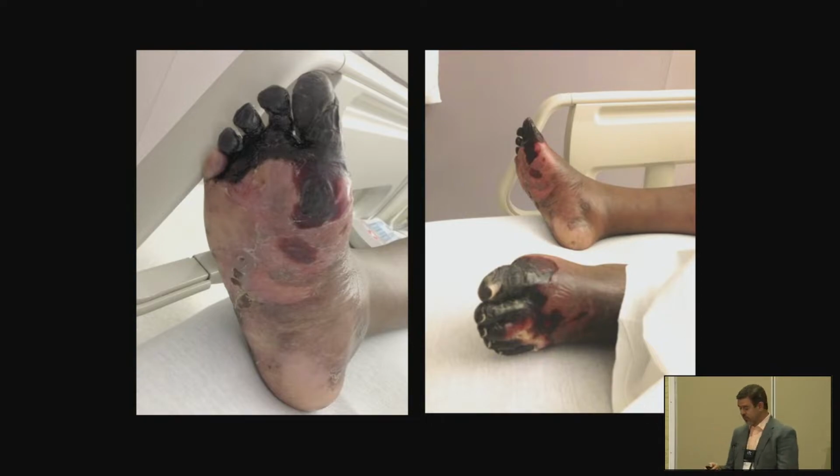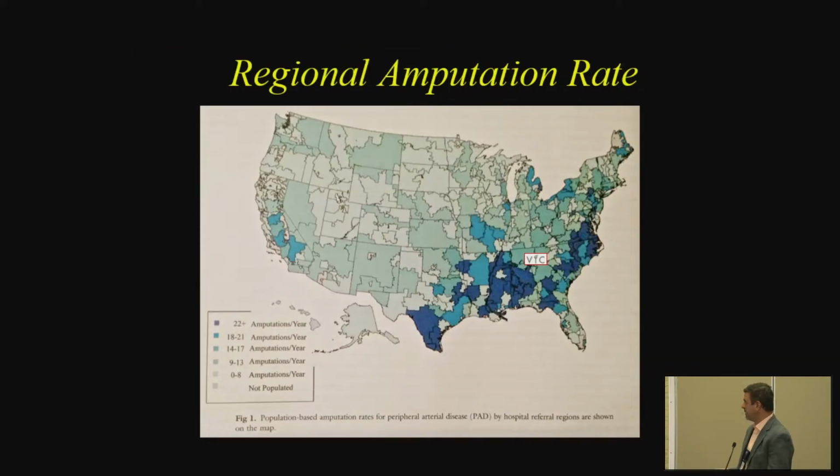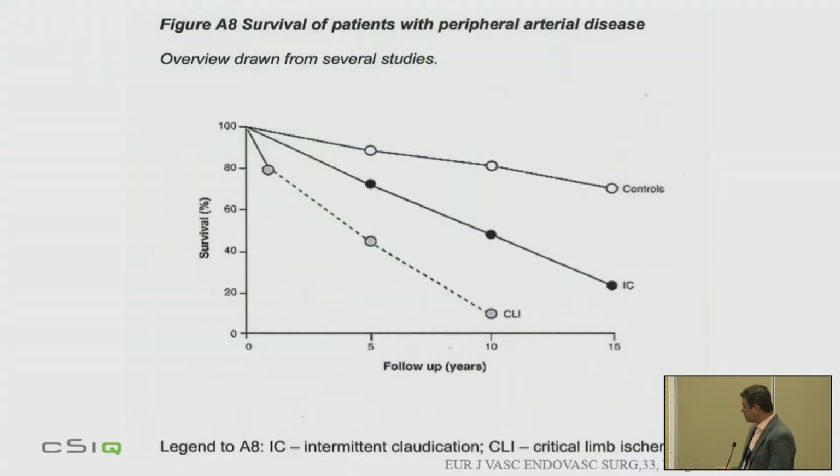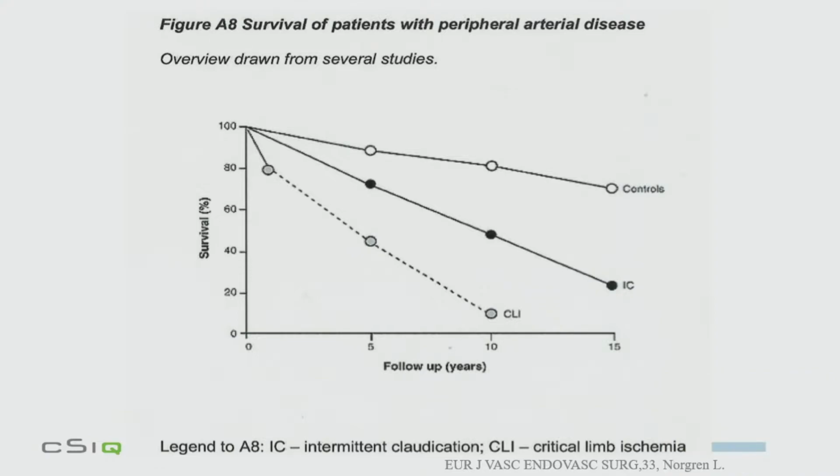And so I think there needs to be a lot more understanding of what PAD is. If we're going to affect the amputation rates in this region, 40% of all of the amputations that happen in the country happen here in the South. And we know that if you have claudication symptoms, PAD symptoms, your mortality is increased. If you have critical limb disease, 20% are dead within 1 year after that diagnosis. And by year 10, almost everybody's gone. So that's a hallmark of significant disease.